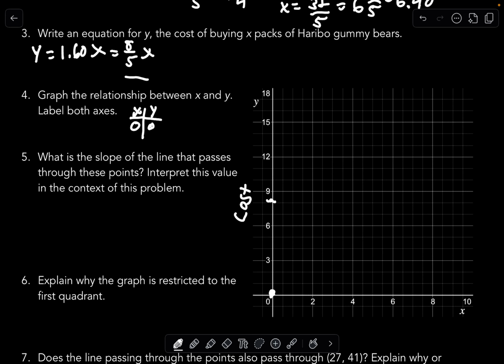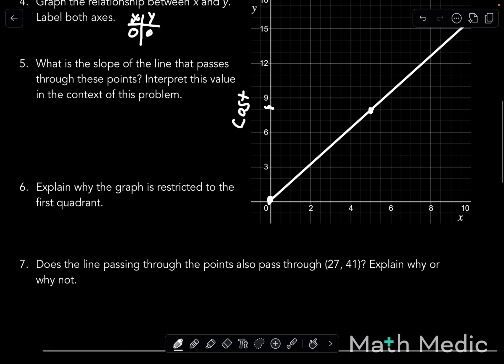Now this is a little bit hard. 2, 4, 5 is right in the middle. It's right there. With 2 points, we can draw the line. And there you go. It's cost per number of bags.